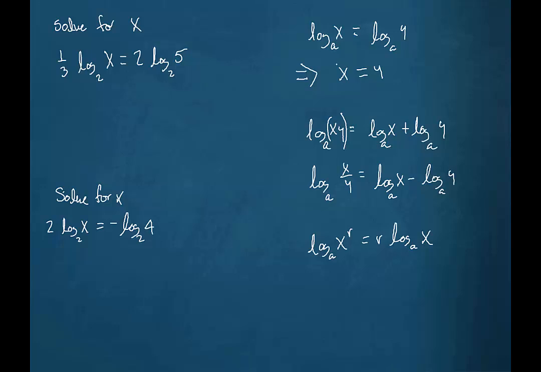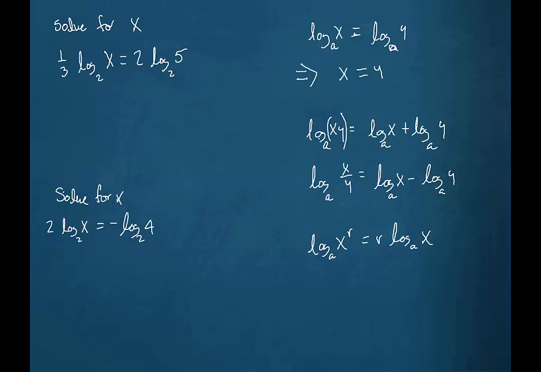Here are some more properties that we're going to have to know and be able to use. This one says that if I have two logs that are equal to each other, and the base is the same, a and a in both cases, then I can write the arguments equal to each other. So if I have log base a of x is equal to log base a of y, then that means that x and y must be the same.